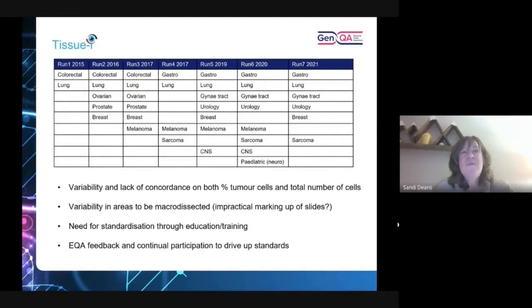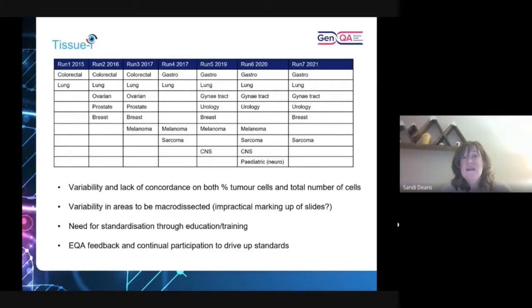So through the years, we've been offering different tumour types, as I previously mentioned, and we've been expanding this. Really, we have a core set of tissue types that we like to provide every run, and that's colorectal and lung. And the colorectal was then introduced and expanded to become gastrointestinal tract cancers, and we rotate between upper and lower on alternative runs. In a similar manner, we changed the ovarian EQAs, which were run in 2016 and 2017, to actually expand and become gynecological tract EQAs.